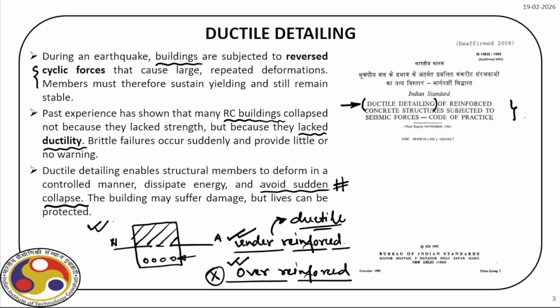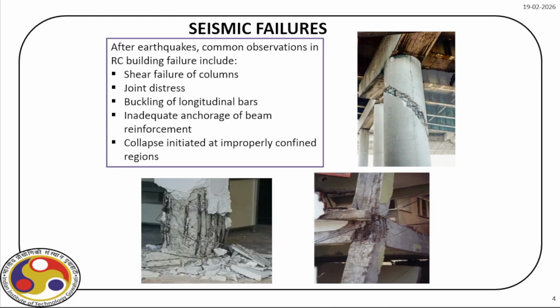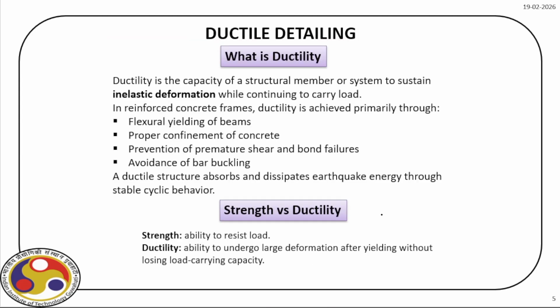Now, before we go into the details of what is ductility detailing, let us just go through some observations. As you can see on your screen, we have different types of failures that were experienced in the past. There is a shear failure, then joint distress, then buckling, inadequate anchorage, and many other types of failure. But one thing you can see is common in all this. For example, here you see excessive deformation of the steel. Here you can also see excessive deformation of the rebar. This is the reason we need to provide ductility detailing.